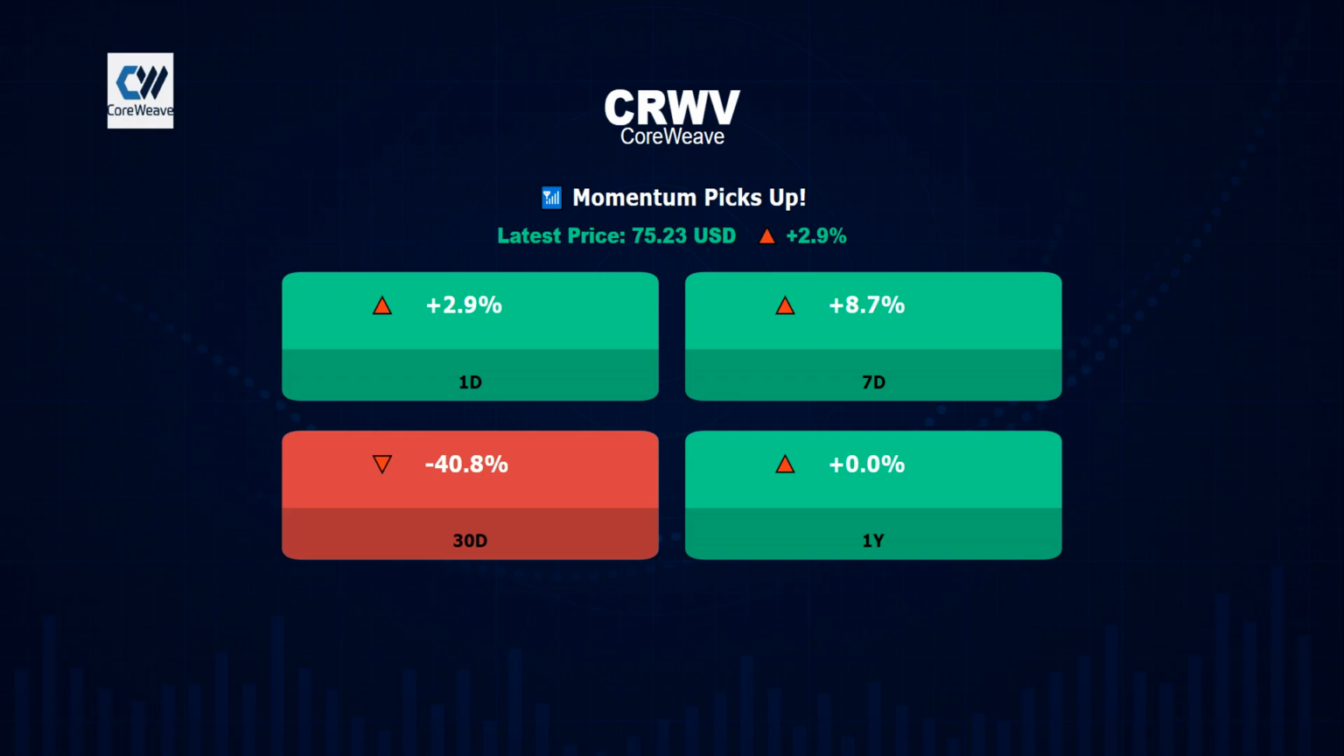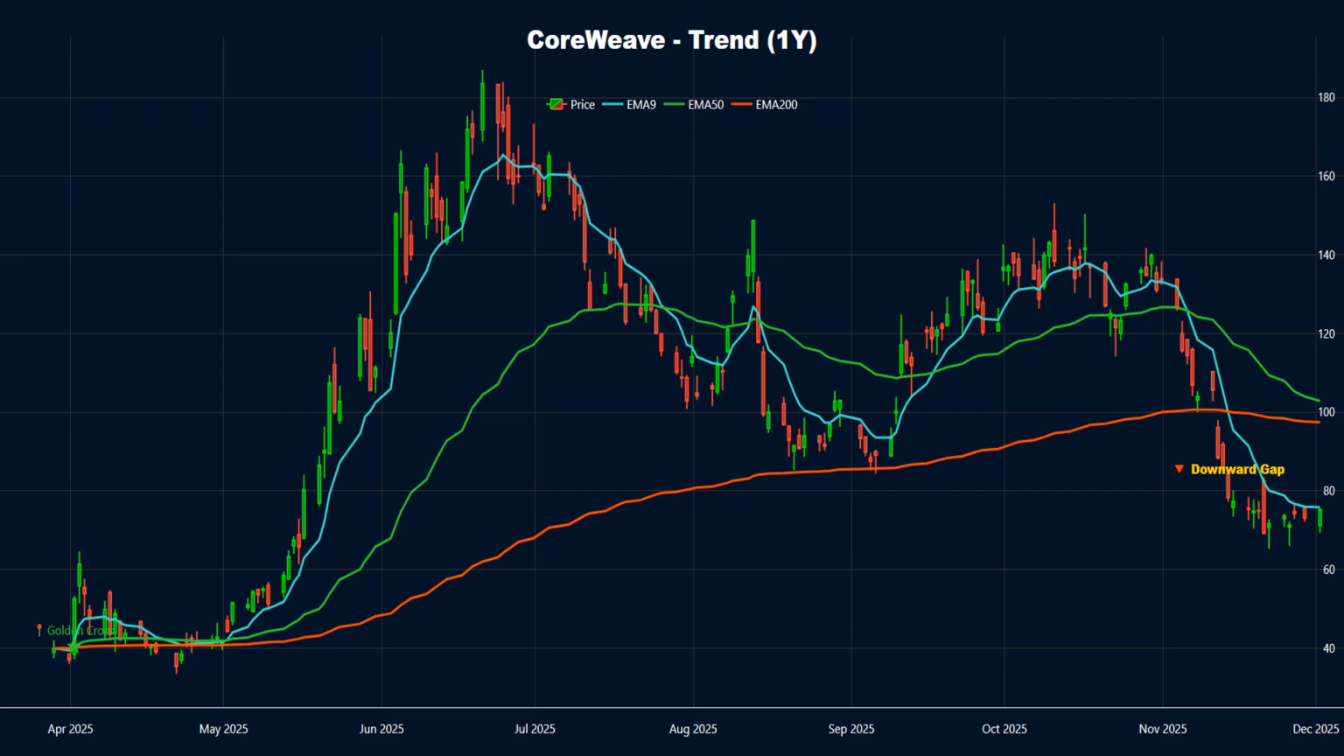CoreWeave is at an inflection zone. It's important to watch the key levels. Today, the stock has gained by 2.9%, and the 30-day trend points to a downtrend. Price is below the 50 and 200-day EMAs, showing dominant downside momentum across timeframes.